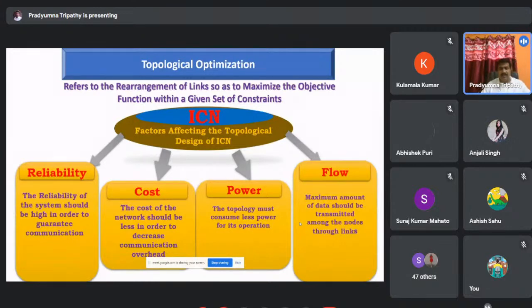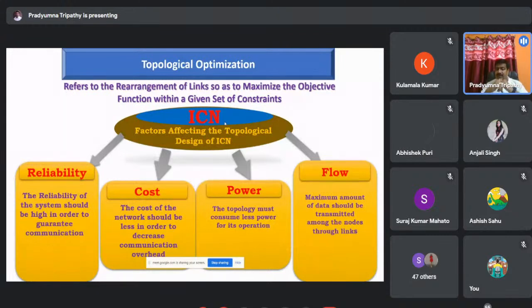So the factors affecting the topological design of an interconnection network are reliability, cost, power, and flow. These are the things that affect the design of the network. When you go for designing an interconnection network, you want it to be highly reliable. The reliability of the system should be high in order to guarantee communication. I want the cost to be low, in order to decrease the communication overhead. More cost should not be involved.